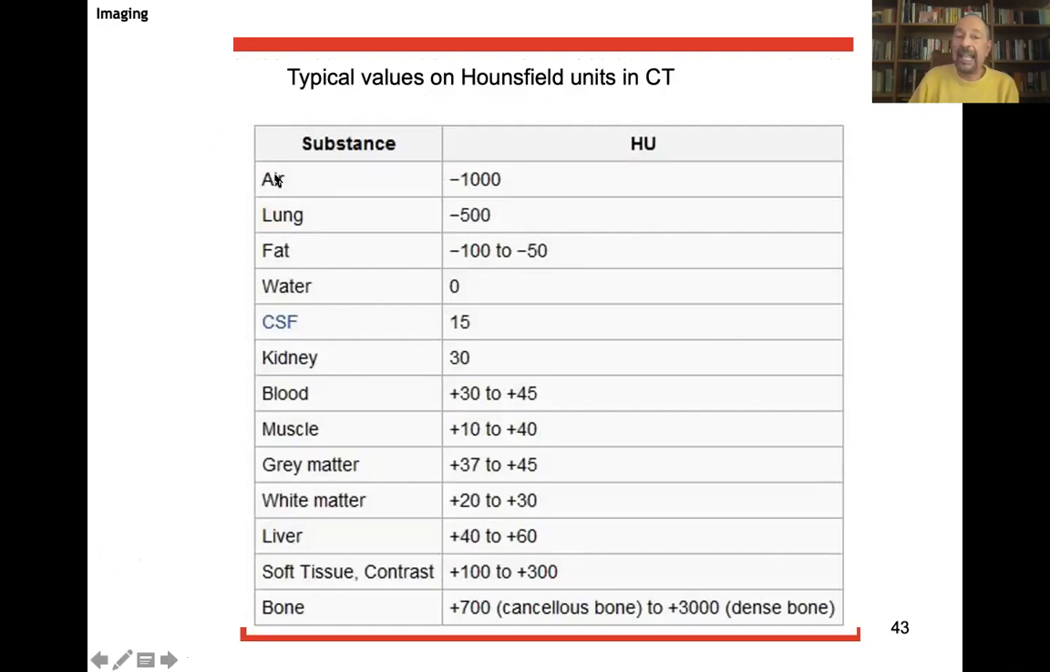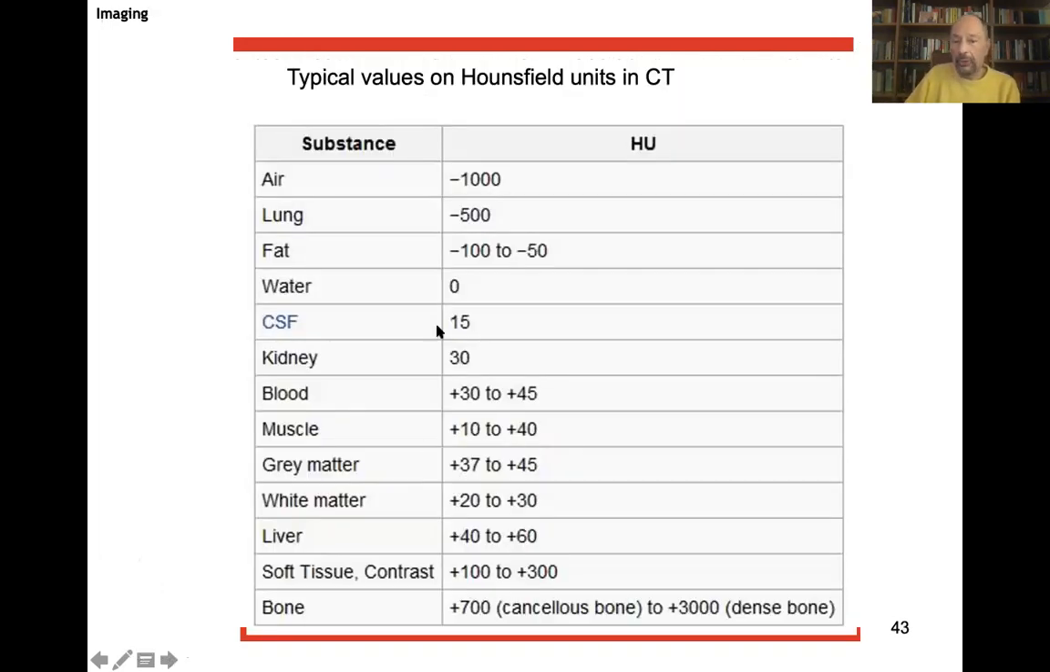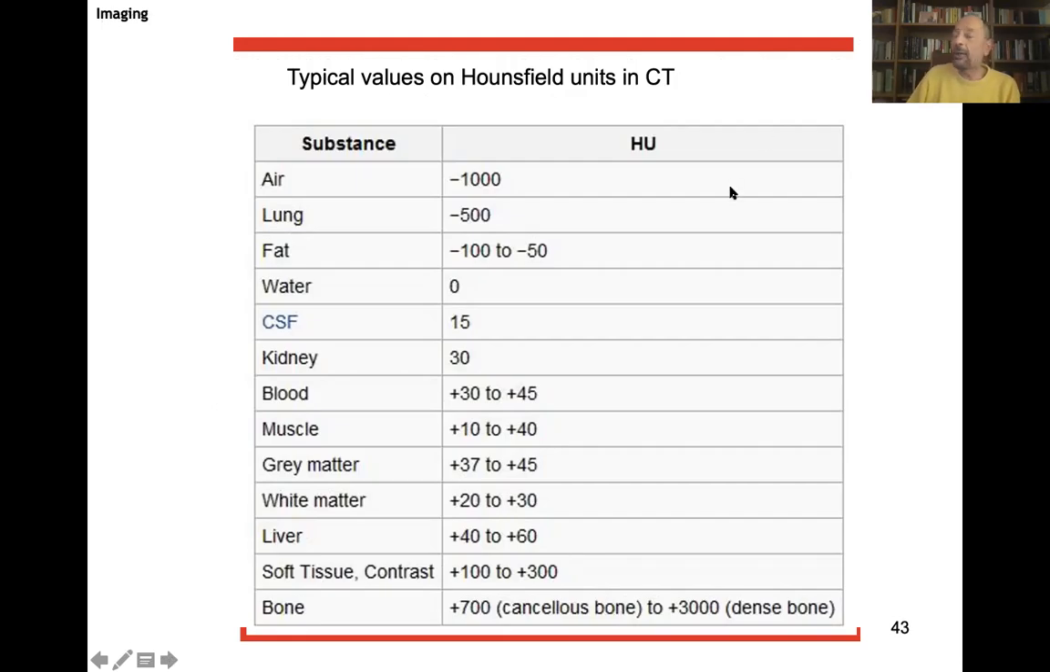You see, in water it must be 0, because in water you will have water minus water divided by water, so it's 0. But in air, because the density of air is approximately 1,000 times smaller than the density of water, it is about minus 1,000, and in the lung, which has a lot of air, it is about minus 500.